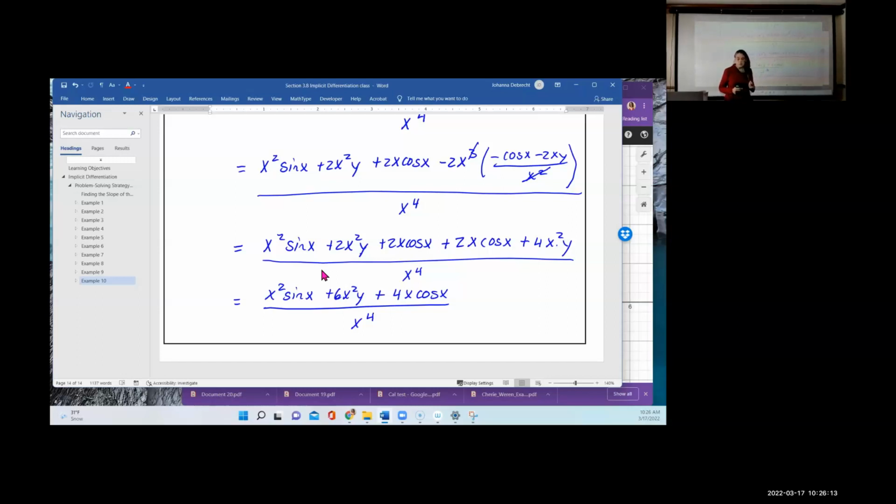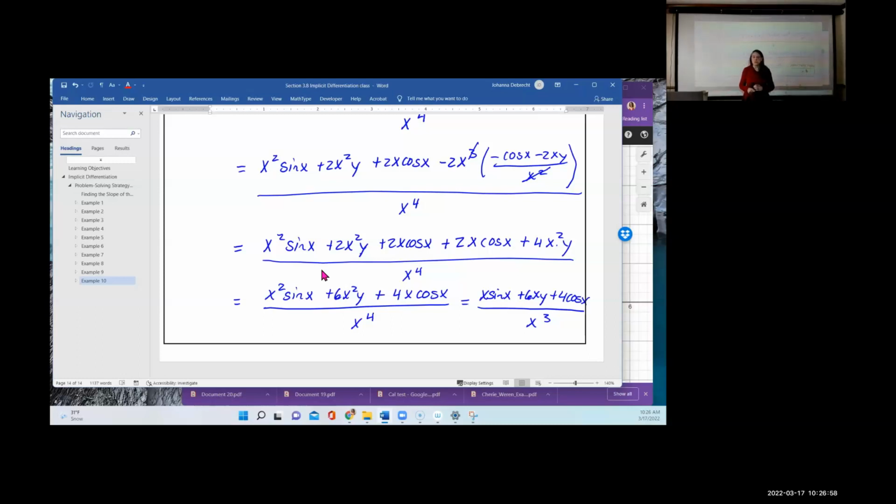Now, could I reduce it more? Yeah, I actually could. Every term in the numerator has an x factor that is not buried inside parentheses. So I could reduce it by 1x. So this would end up giving me x sine x plus 6xy plus 4 cosine of x, all divided by x cubed. Now I'm at the point where nothing else can cancel. I can't do anything else. This is the best that the expression for the second derivative gets.